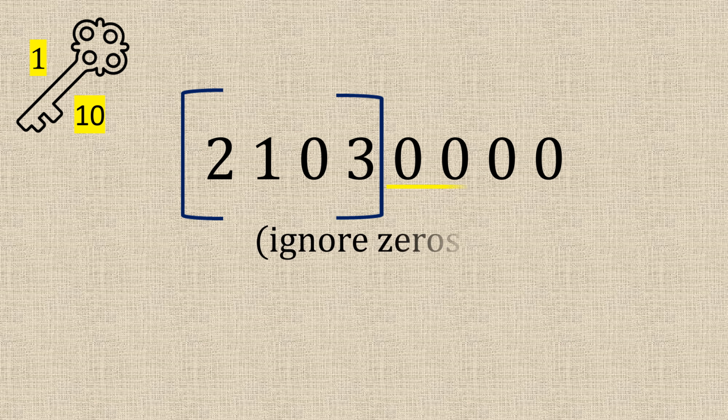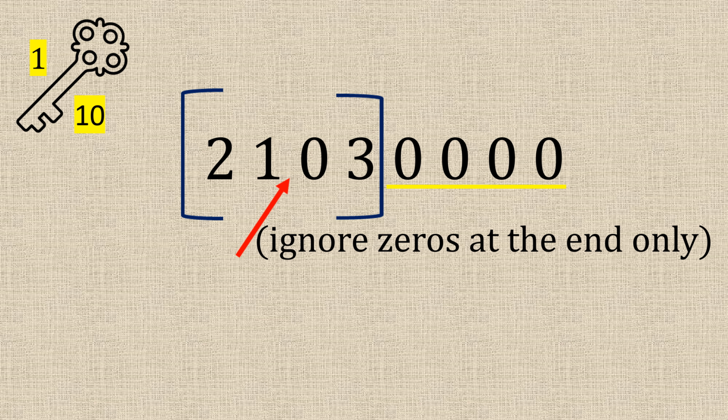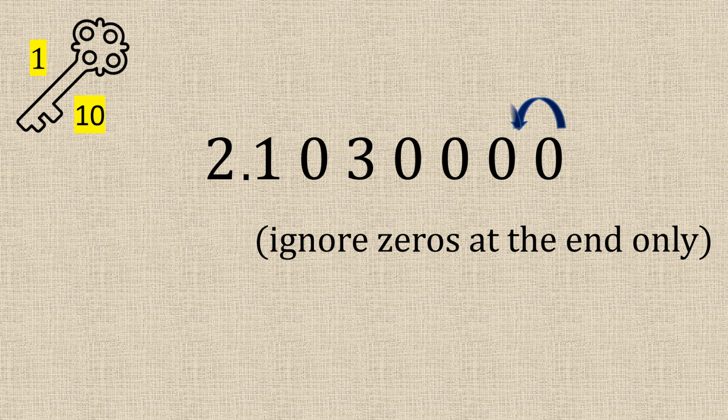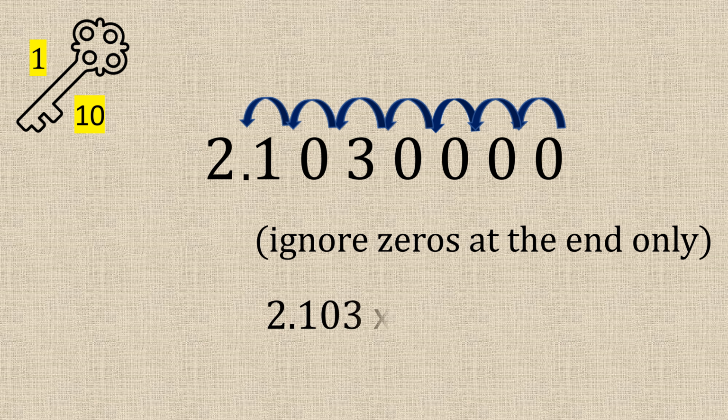So let's try a bigger number from ordinary to standard, not forgetting our 1 to 10. Ignore the zeros at the end only. If we put the decimal point here, the number would be 21. That's too big. So we'd have to make it 2.103. And then we count 1, 2, 3, 4, 5, 6, 7. That's right, the answer is 2.103 times 10 to the power of 7.